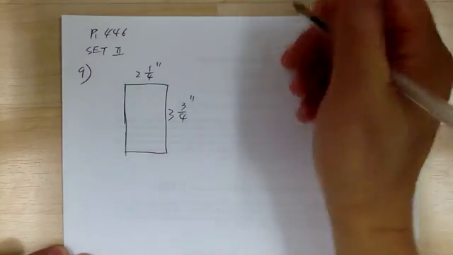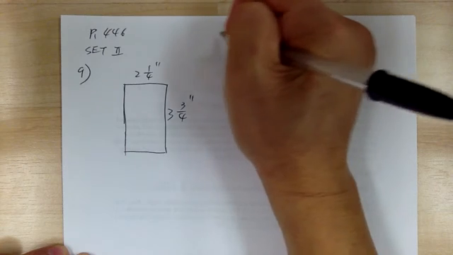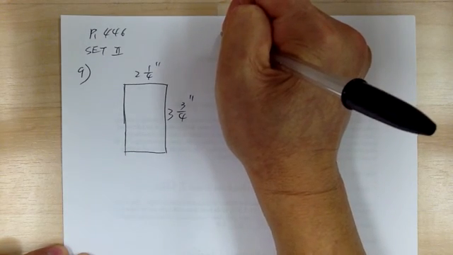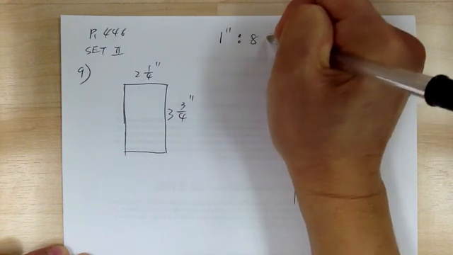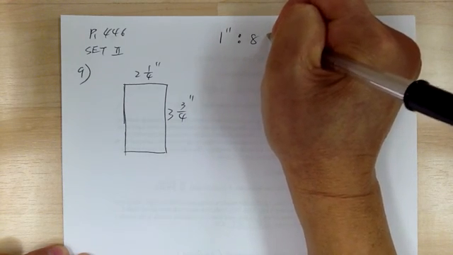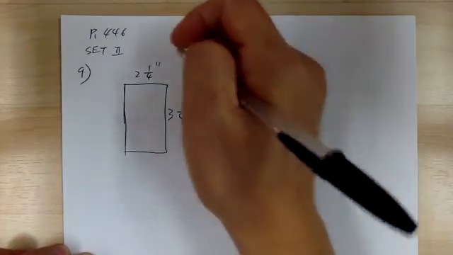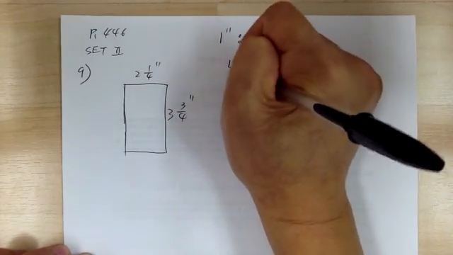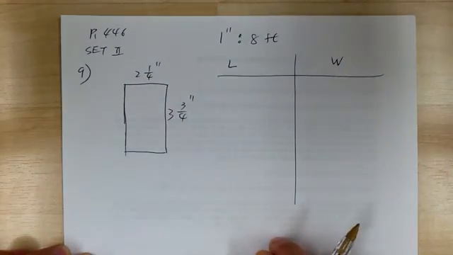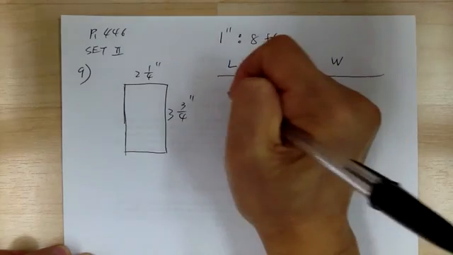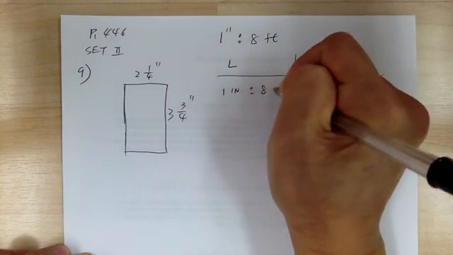And they give you the scale, right? So there are 2 parts. Over here it tells you 1 inch is equal to 8 feet. So the scale is 1 inch to 8 feet. That's kind of the scale. So what you want to do is figure out the length and the width. So there are 2 parts. The way you're going to do it is just lining up: 1 inch to 8 feet.